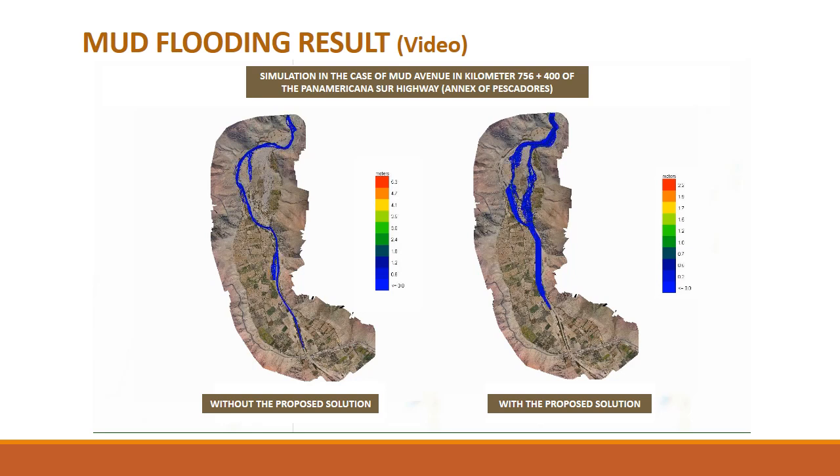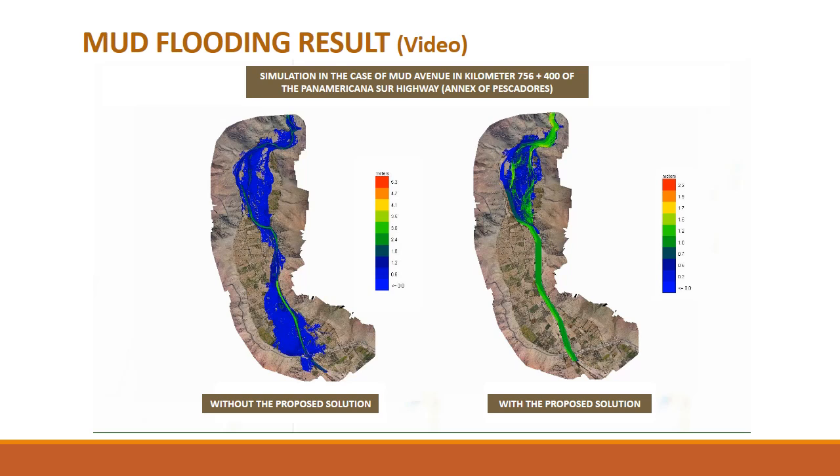Finally, the result can be seen in the video of mud flooding simulation with two scenarios. The video on the left side is the mud flooding without the proposed solution, and the video on the right side is the mud flooding with a proposed solution, which means with a channel embankment and a bridge for the Panamericana Highway.